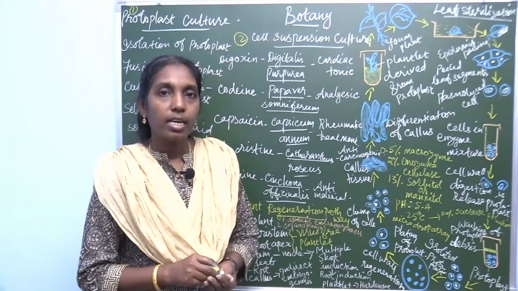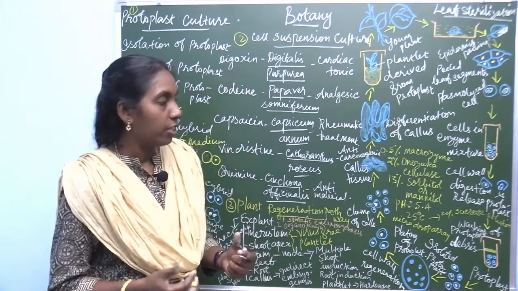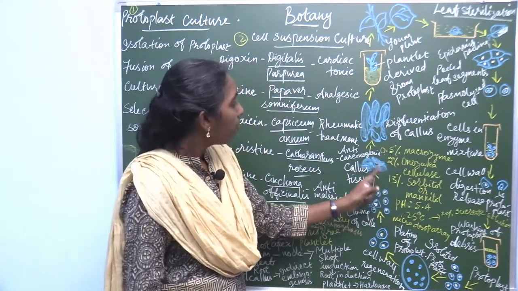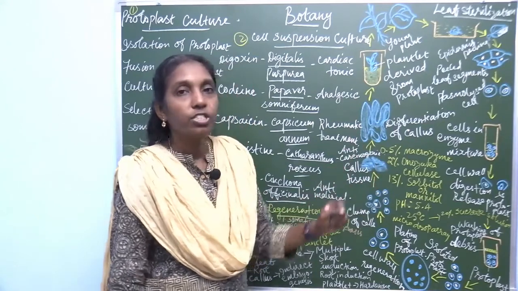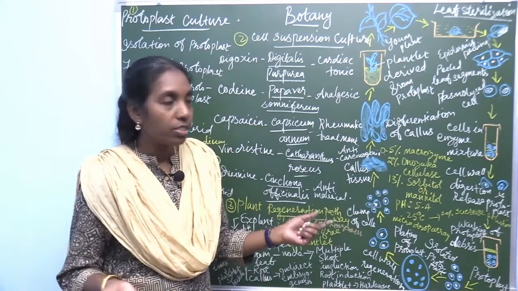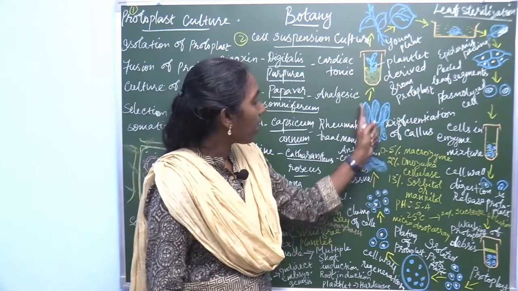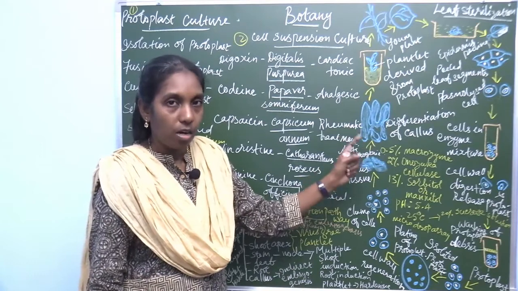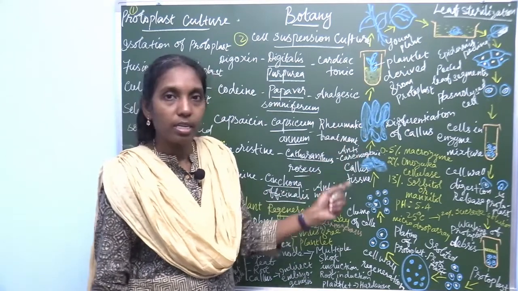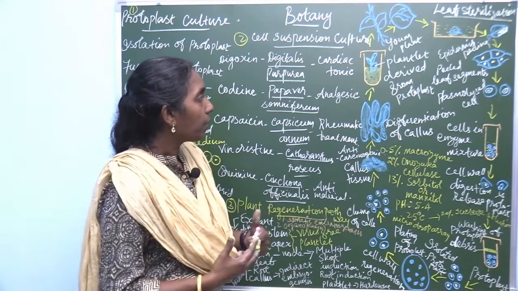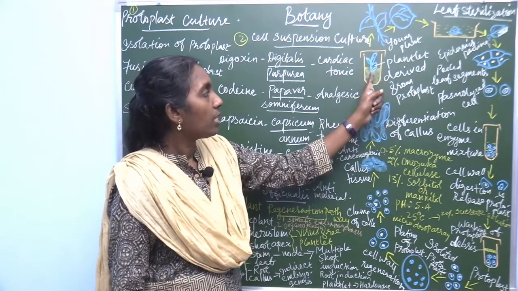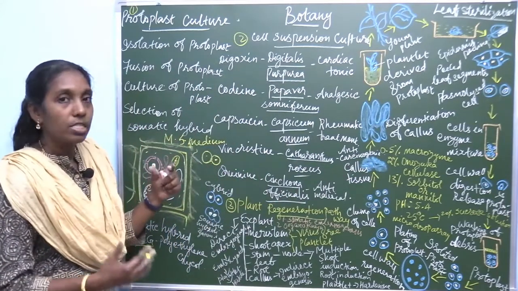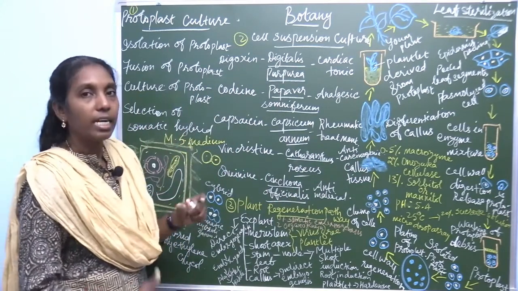So what is callus? Callus is a mass of unorganized tissue. From this callus, differentiation starts. The callus differentiates, followed by organogenesis. The shoot, root, everything reappears, and finally it produces the plantlet. When it produces this, the final step is selection of the somatic hybrid.